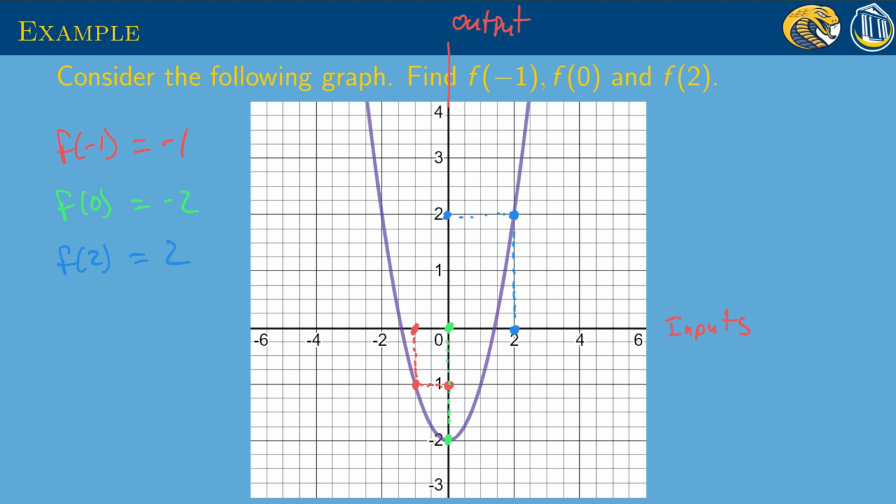Now, it turns out we could also write an equation for this graph. We could have written something along the lines of f(x) = x² - 2 and evaluated this function at our inputs. However, we don't always know what the equation of our graph is, but we can always read our graph.